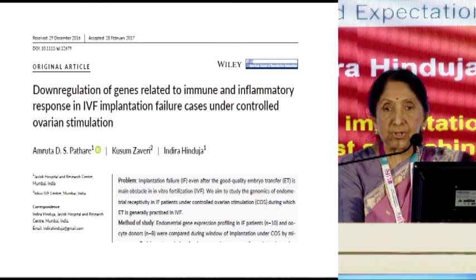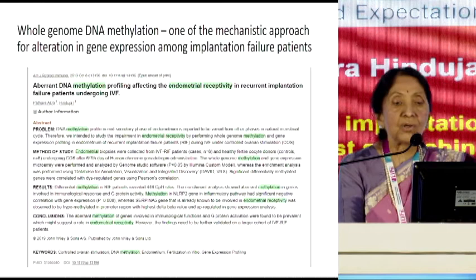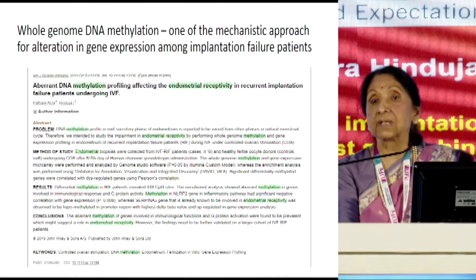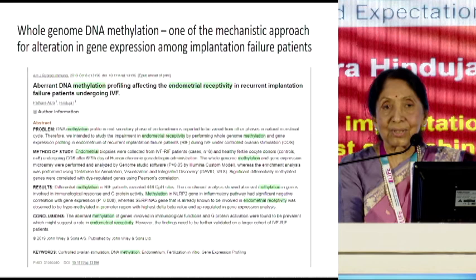We haven't stopped there. We have also published the mechanistic approach of these genes: why these genes get altered and how they get altered in the endometrium, in our next paper, which is on DNA methylation and which was published almost a week ago.